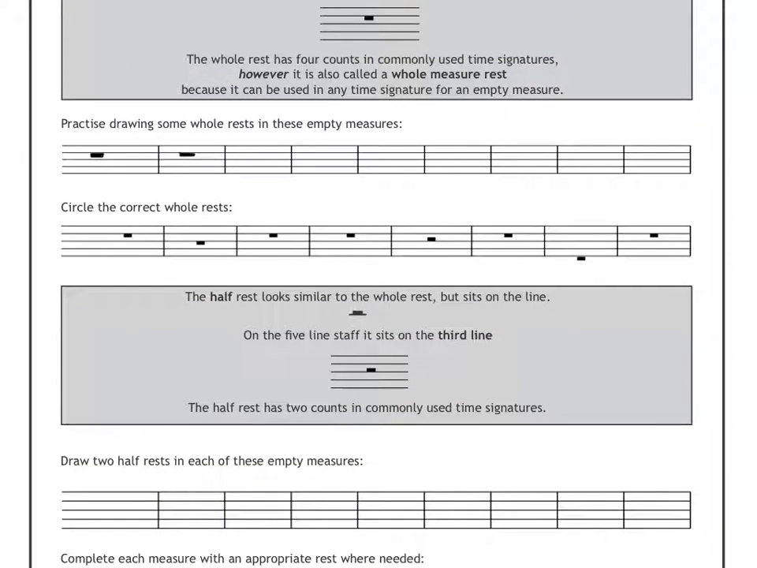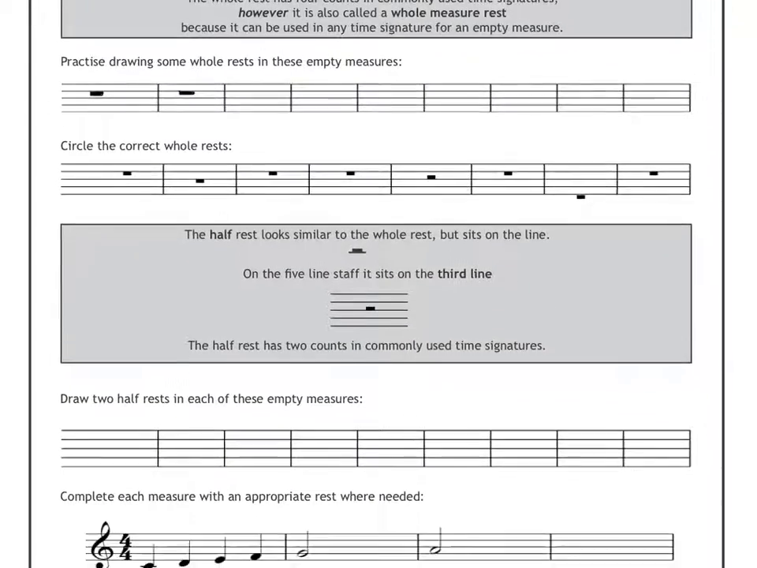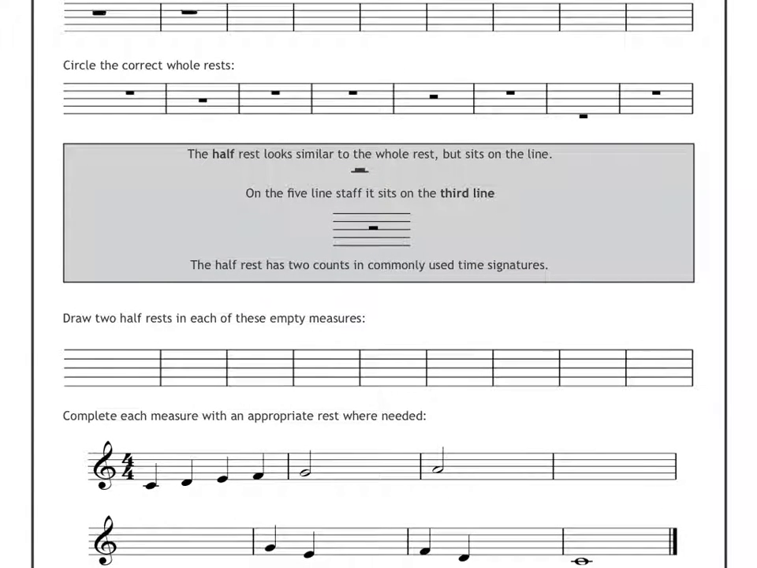Right. The half rest looks similar to the whole rest, as you can see. It's very, very similar, in fact, but it sits on top of a line. On the 5-line staff, it sits on the 3rd line. Notice how this is also in the 3rd space, but it's sitting above the 3rd line, not hanging below the 4th line. Okay. The half rest also gets 2 counts, just like the half note.